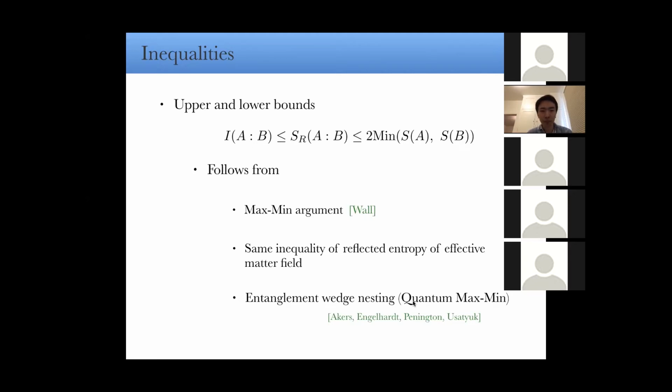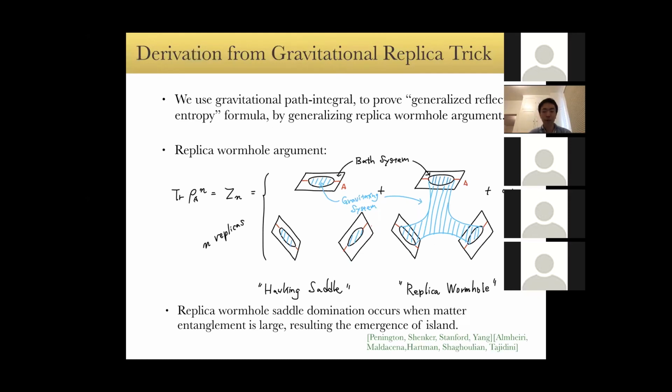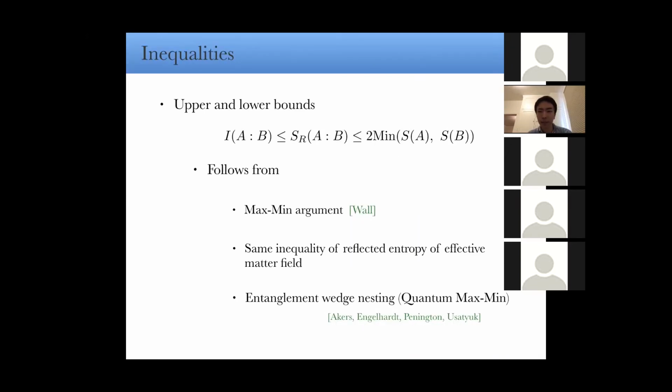Okay, so this is the inequality part. Any questions so far? Any unclear thing? I didn't actually understand the argument for why, for the case where AB is pure. Mm-hmm. Okay.